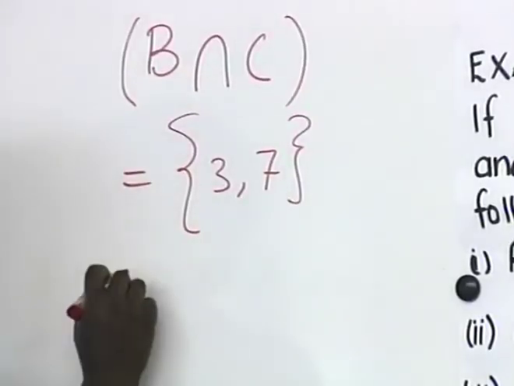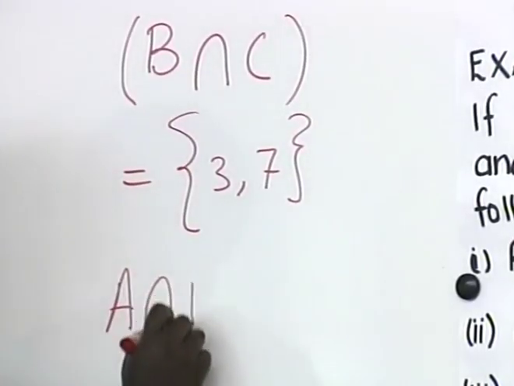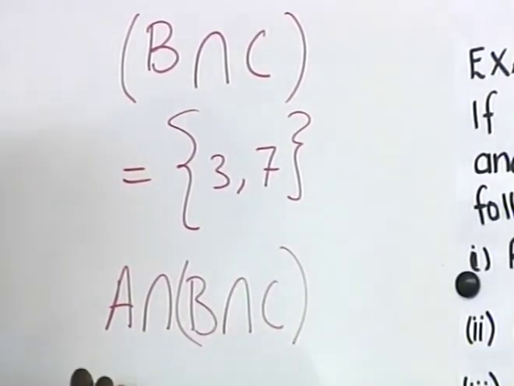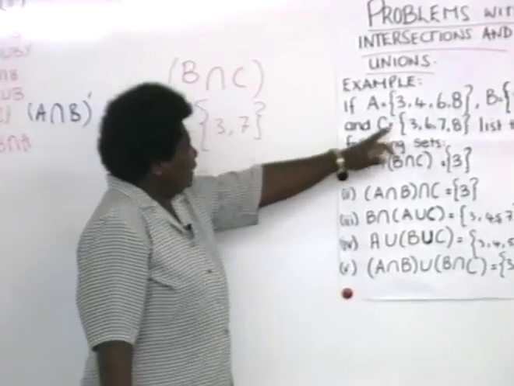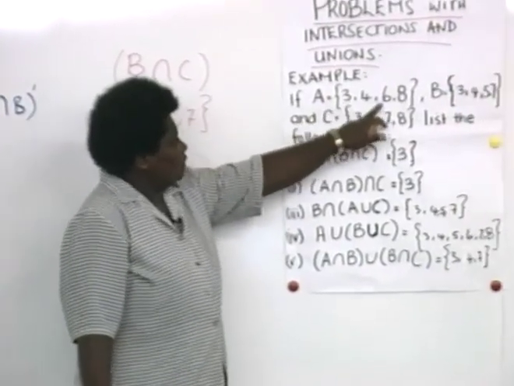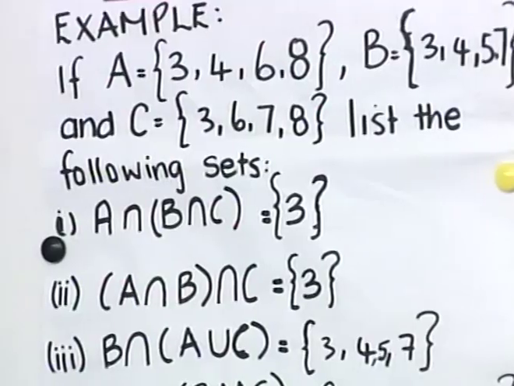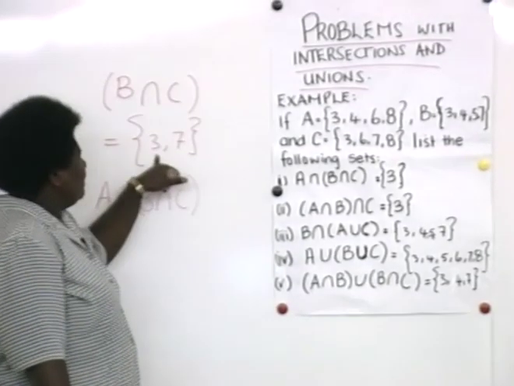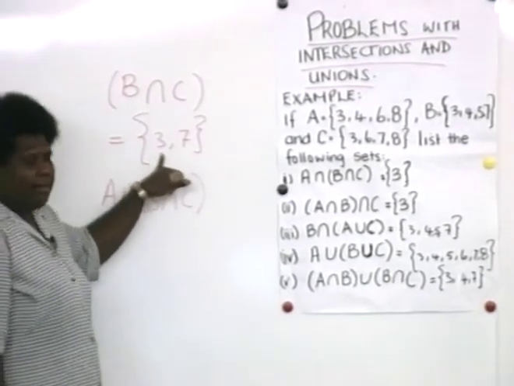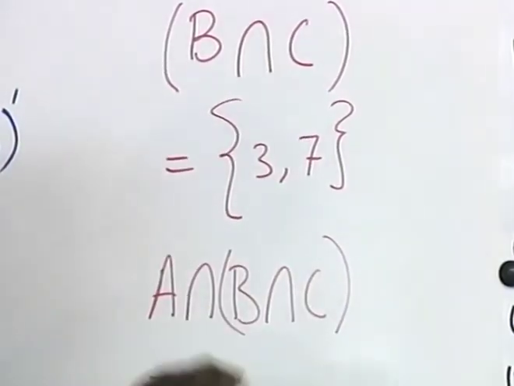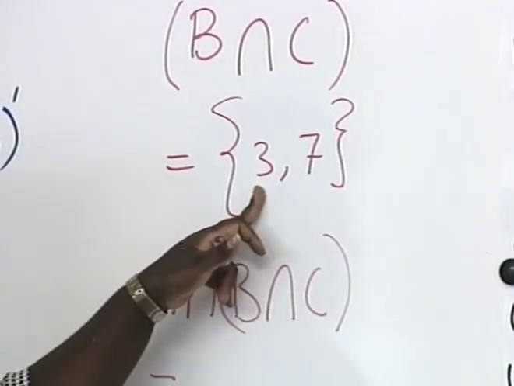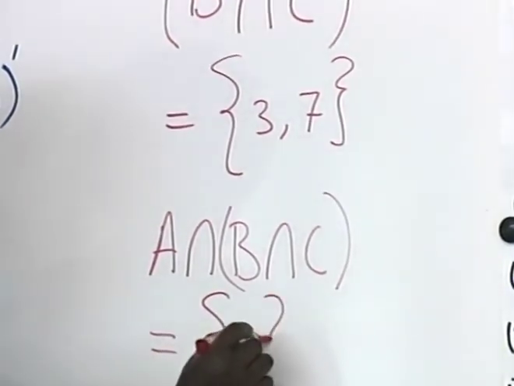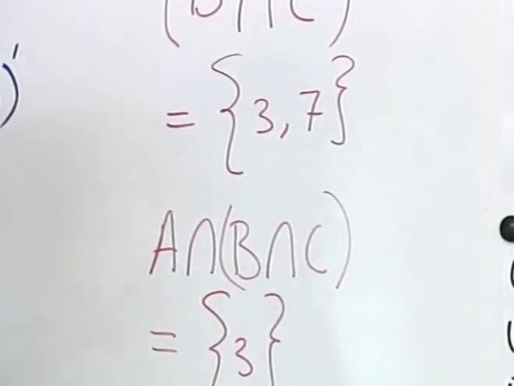Okay, then A intersection B intersection C would be, now we are looking at A has the numbers 3, 4, 6, and 7, and B intersection C, the set has the numbers 3 and 7. That means the only one that's common to both is 3. So that's why in this set you will have 3.